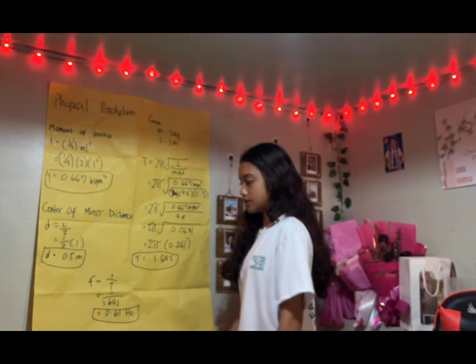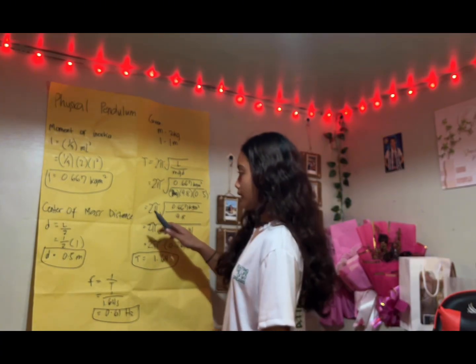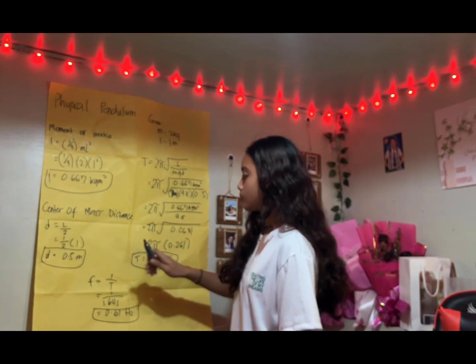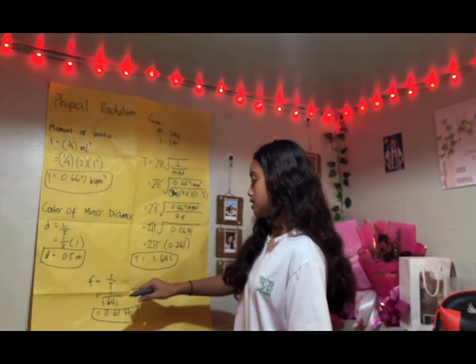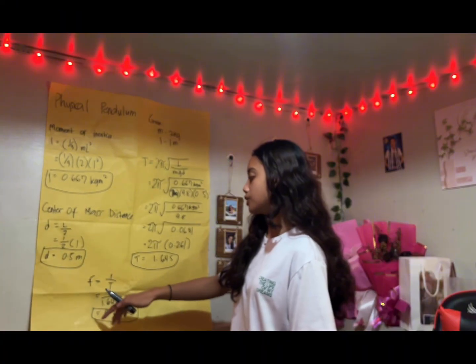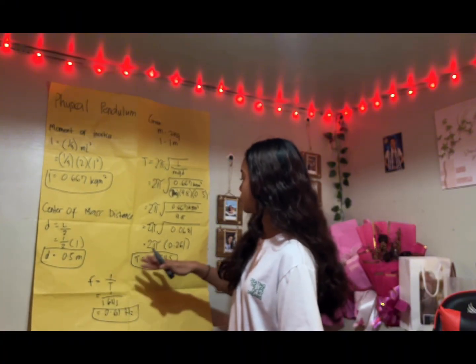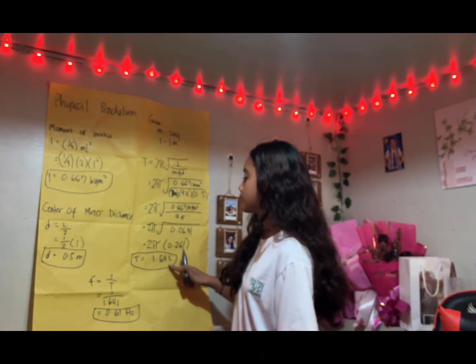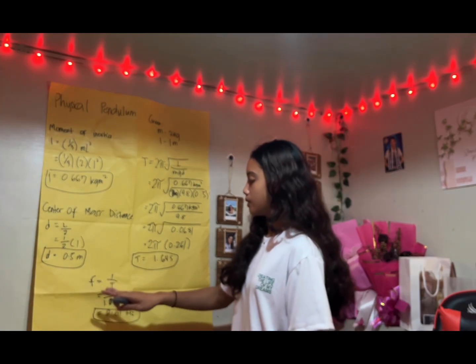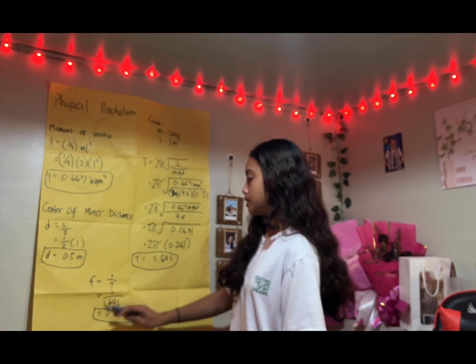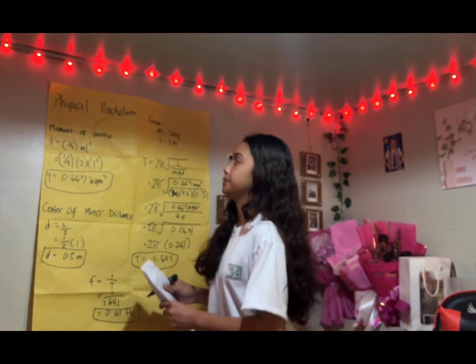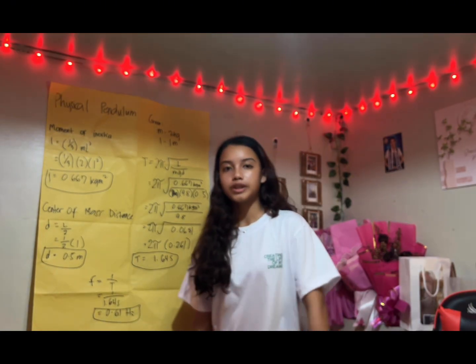So let's go to our frequency. f equals 1 over T, so 1 over 1.64, because our time is 1.64 seconds. 1 over 1.64 is equal to 0.61 hertz. That's all for the physical pendulum. Hope you understand.